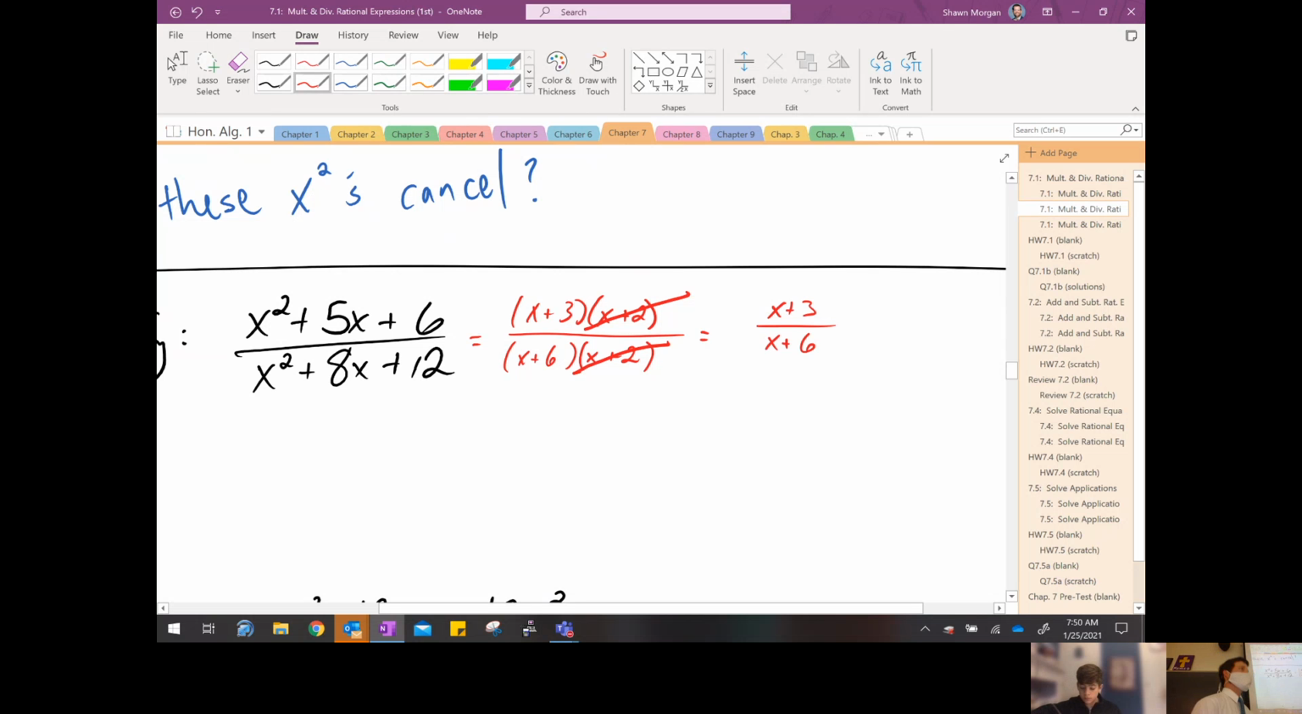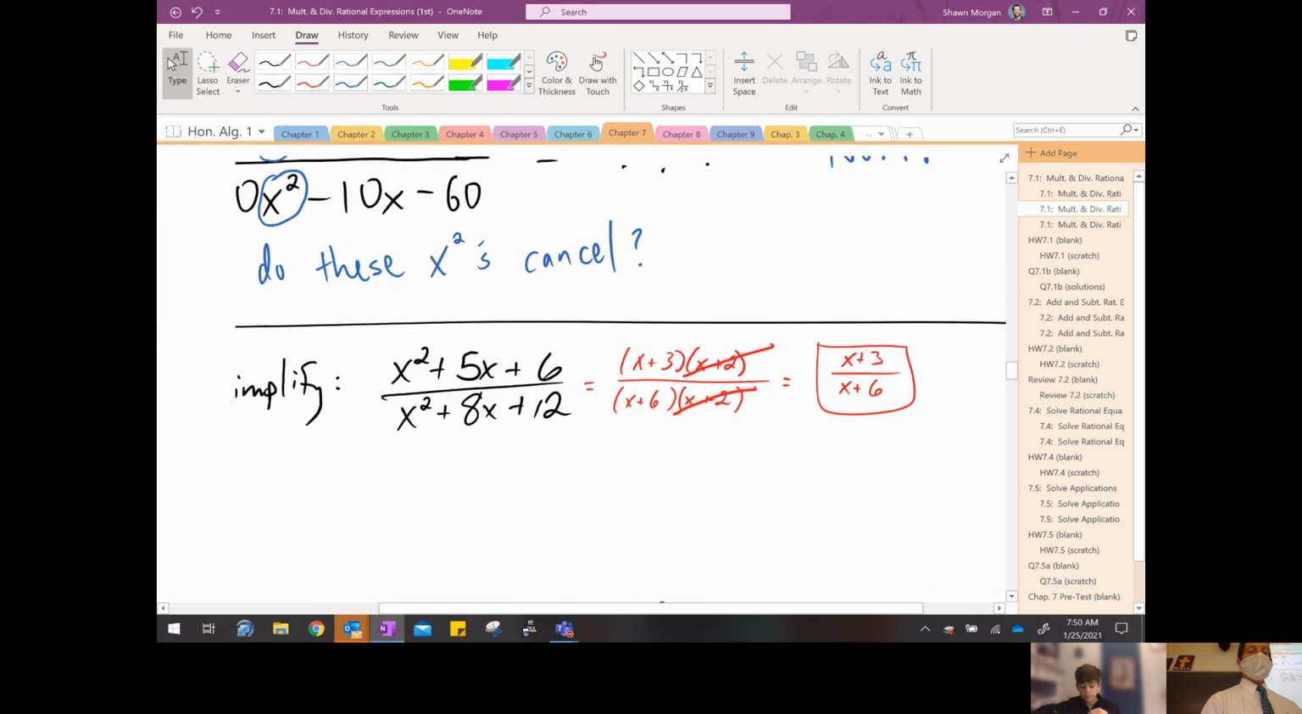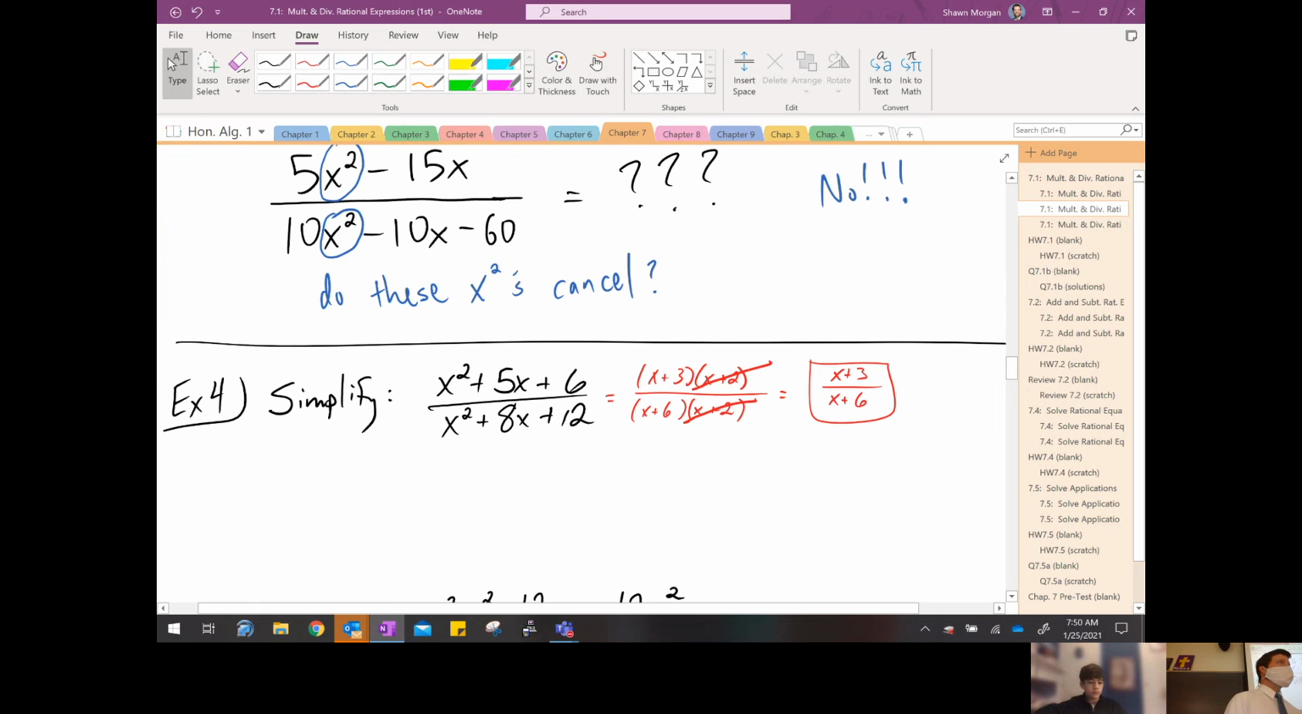Why can I not go further and cancel out the x's on the final little result there? Why can't I cancel a 3 and a 6? Roadblock. Those are terms. Those are terms. Hey, we'll do more of this tomorrow. Suffice it to say, we're going to be dealing with a lot of fractions in this chapter. Y'all get used to it.